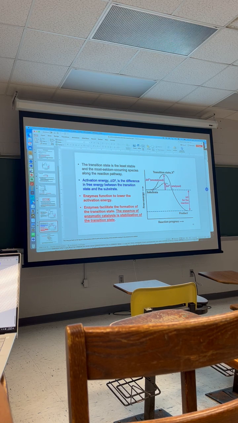For the substrate, it will be much easier to be converted into product. It has to go through a much smaller hill. Okay, so the reaction will proceed much faster.